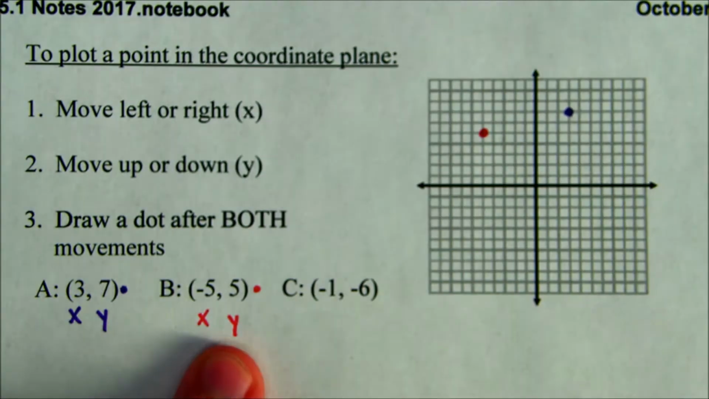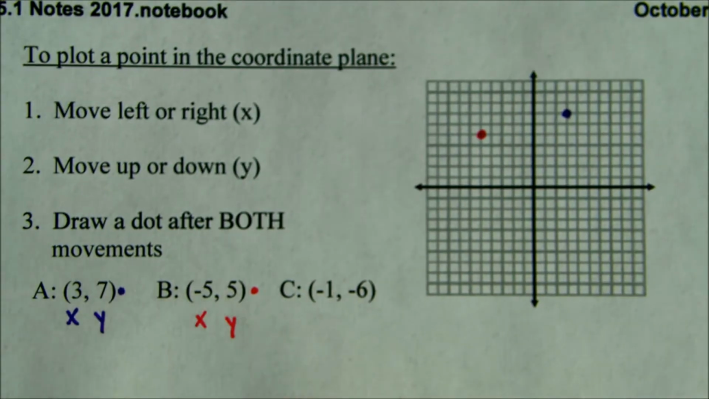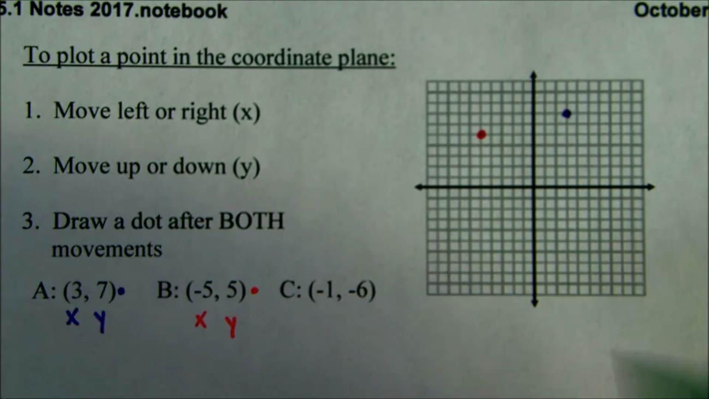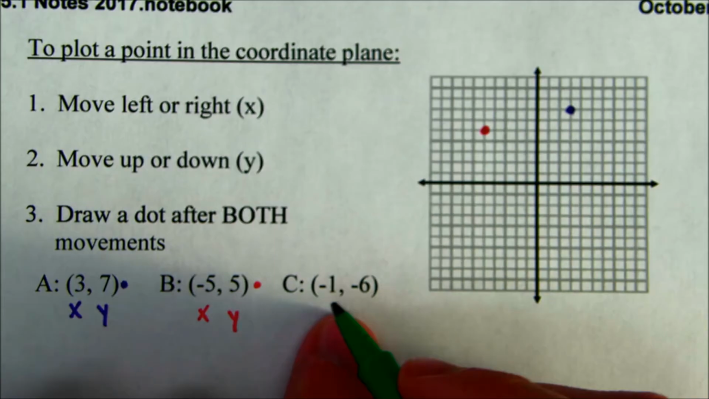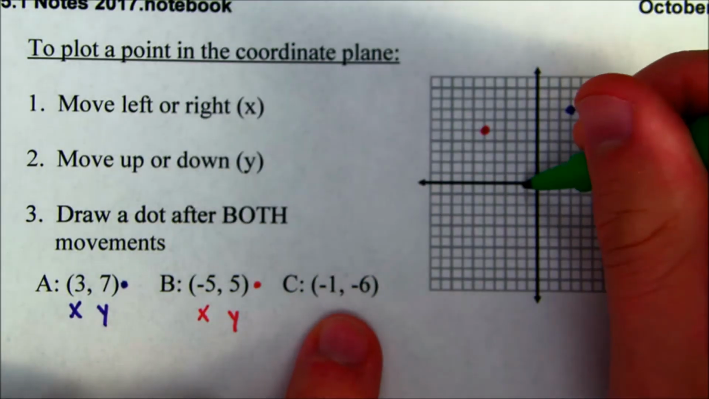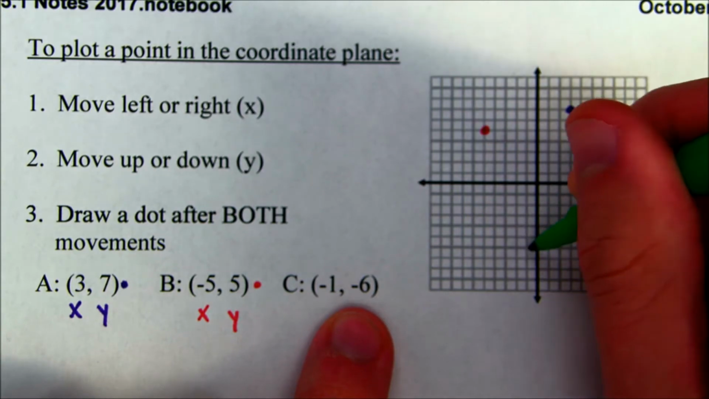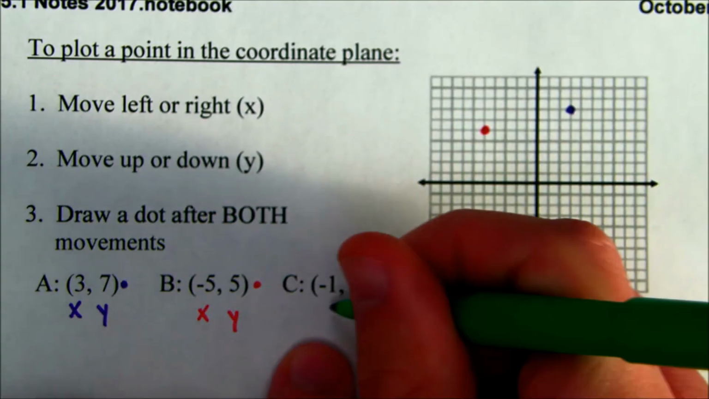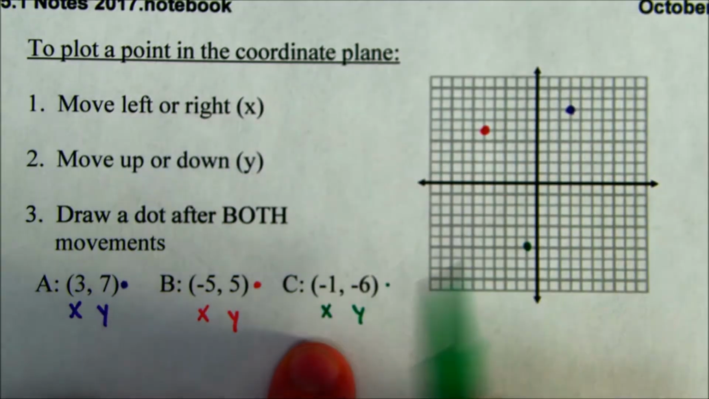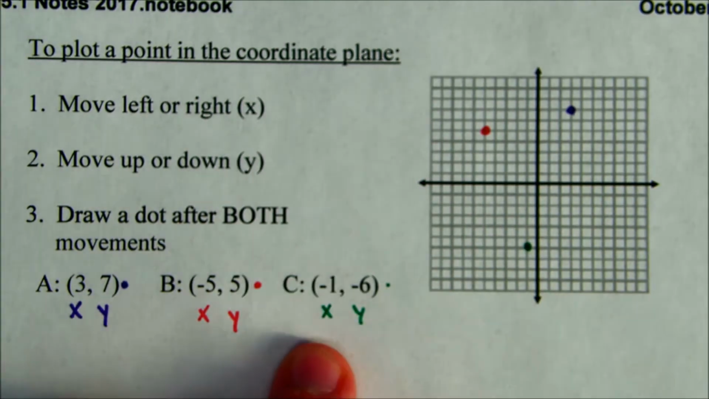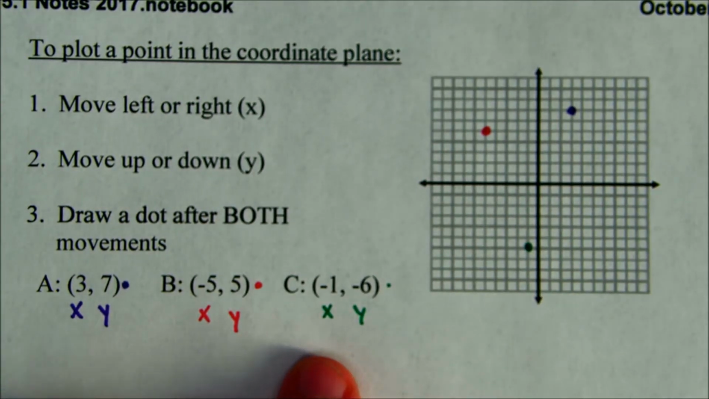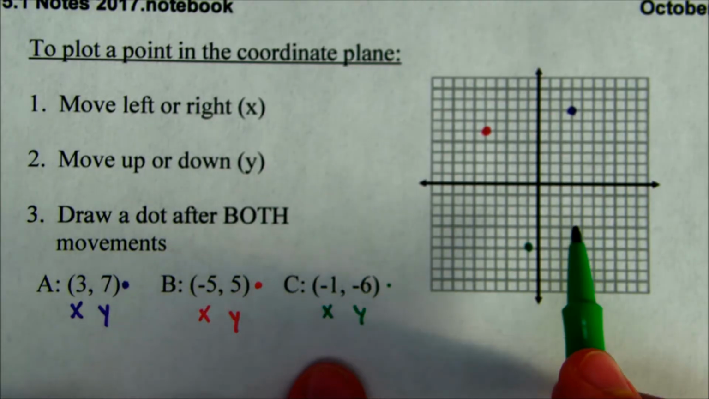Let's do one more. The point negative 1, negative 6, this tells me left 1, and down 6. 1, 2, 3, 4, 5, 6. So again, I have my x, y, left 1, down 6. A negative y tells you to go down. And so that's how we plot those 3 points. We go over on the x, up and down on the y.